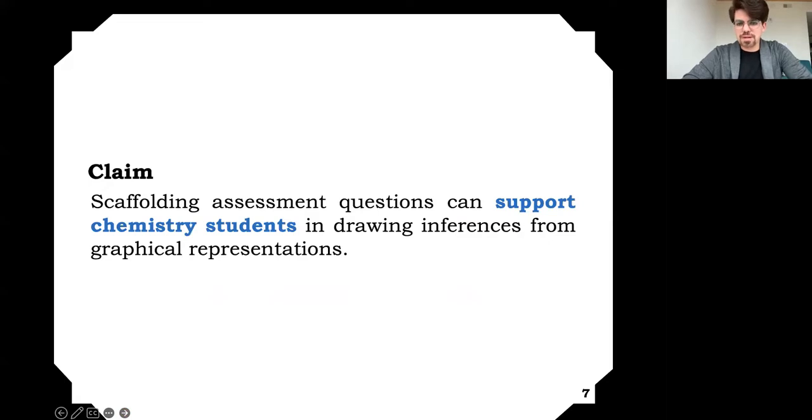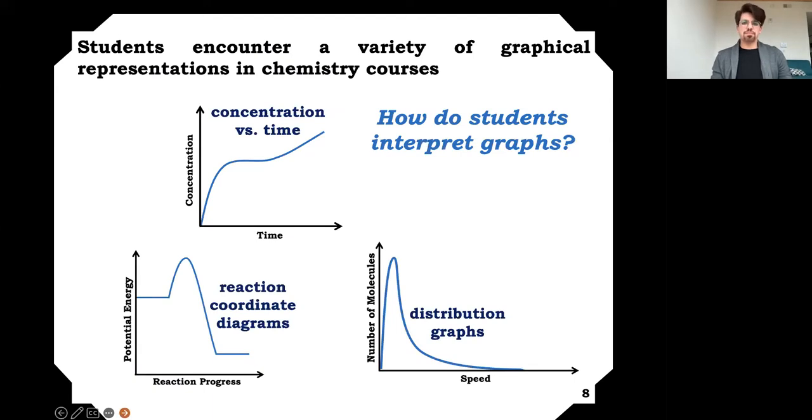Looking at the next part of the claim here, support chemistry students. Now, of course, students need support. Chemistry is a challenging topic, but this is where the research comes in. By collecting data and by analyzing and characterizing students' reasoning, we're able to provide insight regarding specific targeted ways that we can help students learn chemistry. So I'm going to provide some evidence from some of the previous research projects that I've been on that has focused on students' graphical reasoning.